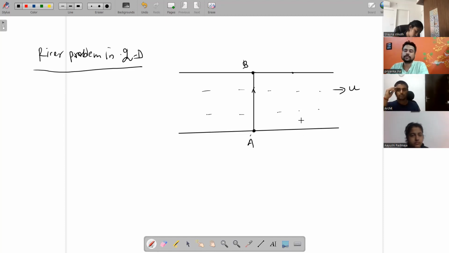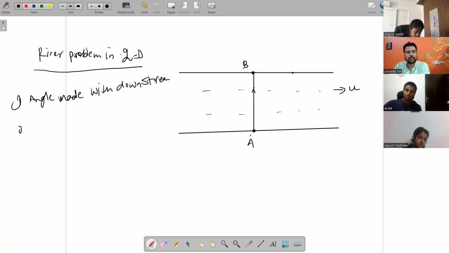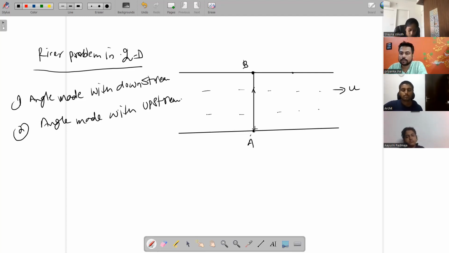So let me first define two terms. One term is angle made with downstream, and the second is angle made with upstream. Suppose any man wants to start swimming from here at some angle. And in the question it is mentioned that the man will start swimming at angle theta with downstream. So this man will start like this, with some angle theta with downstream. So this is downstream.